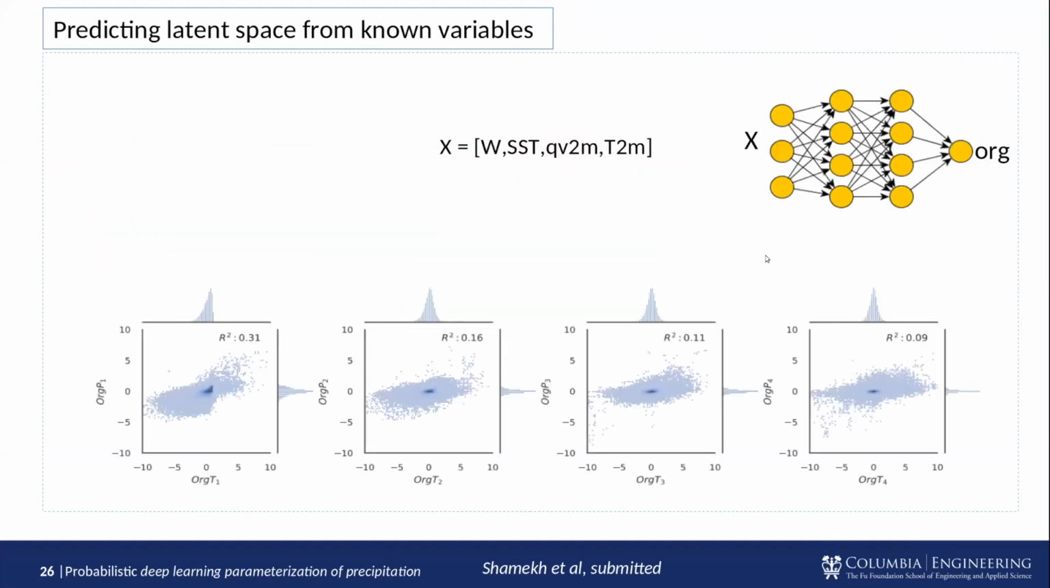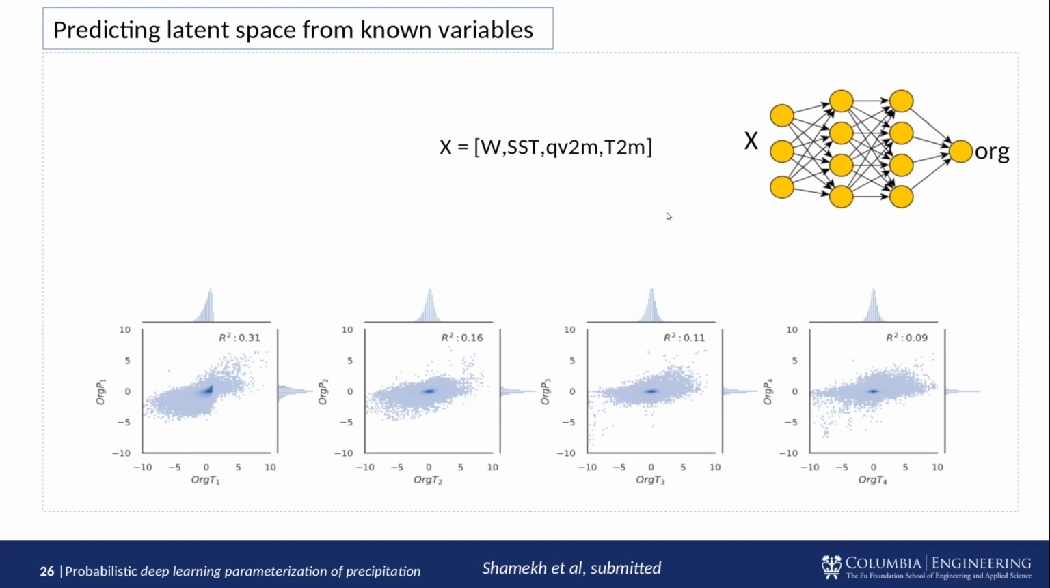So I take a neural network and I pass my predictors, my largest scale variables, as input, and I try to predict my org. So what I'm showing here, by org T, I mean the org that I extracted from the encoder, and org P is the one that I'm predicting using largest scale variables. So what we see is that it's not that much predictable. So except for org1 that has an R square of 0.3, the rest of them have an R square of 0.1, that is very small.